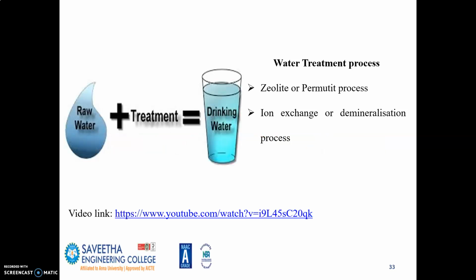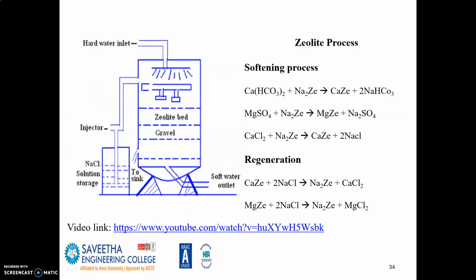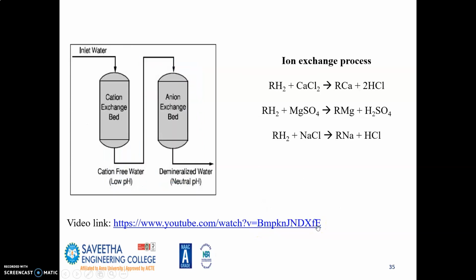The next topic is the water treatment process. Normally we use zeolites, shape-selective catalysts, or ion exchange methods, such as the demineralization process. The mechanism involved in the zeolite process is written here. The zeolite is calcium aluminum silicate, and it has the tendency to remove almost all the metallic species responsible for hardness in water. Here I have given the mechanism regarding the regeneration involved in the zeolite process. For a clear animated view, please have a look at this YouTube link.